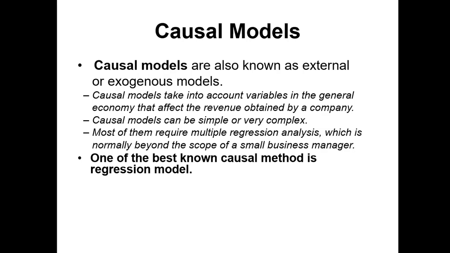In a normal situation, when we have two variables, let's suppose one is a dependent variable and the other is an independent variable, the causal model will be very simple, because we can easily check the correlation, we can check the covariance, and we can check whether both variables are going in the same direction or are opposite from one another. Most of them require multiple regression analysis, which is normally beyond the scope of a small business manager. So we will discuss some multiple regression. I will show you how you will handle the scenario when the number of variables is more than 2.